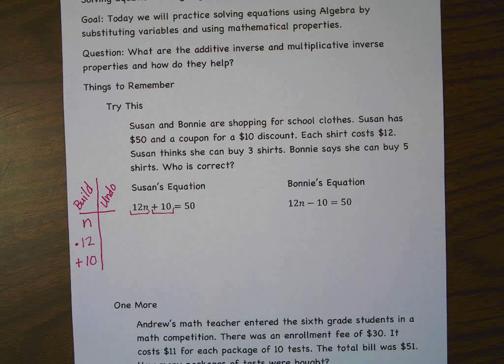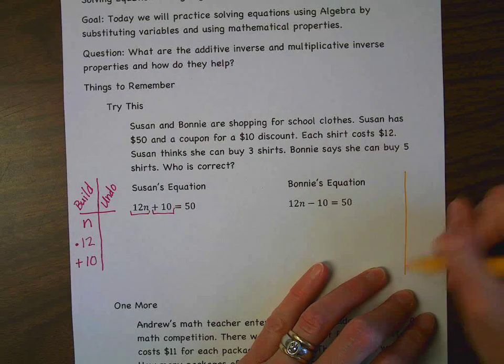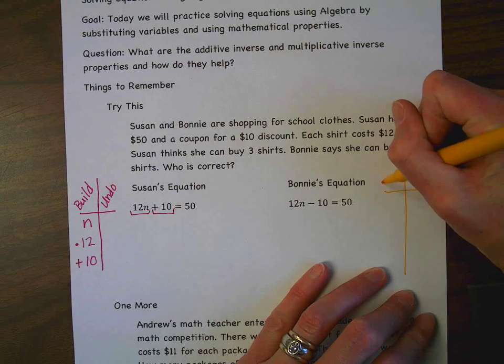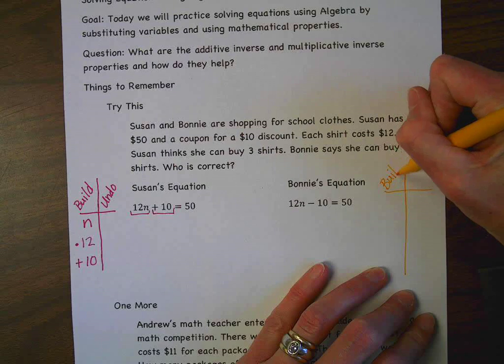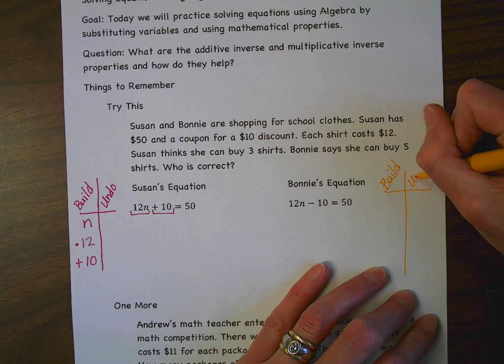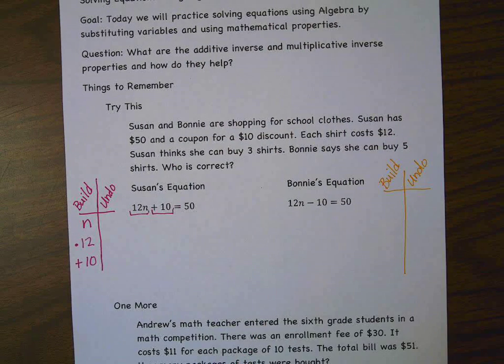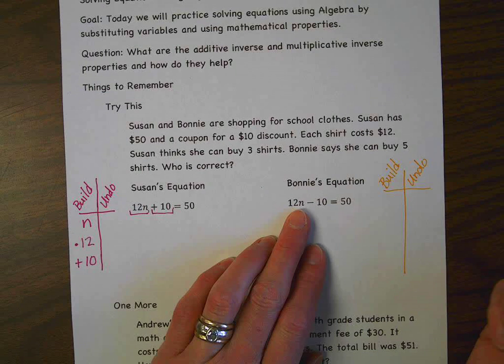All right, so now let's go over here to Bonnie's equation. I want to get a different color because I want you guys to be able to see the difference between the two. So let me grab another color really quick, sorry. On this side, remember, the left side of the build and undo chart talks about how it was built. The right side talks about how we would unbuild it. Okay, so now let's look at Bonnie's.